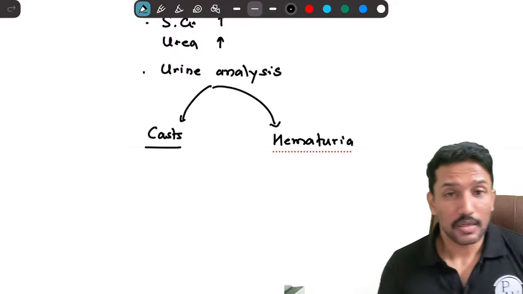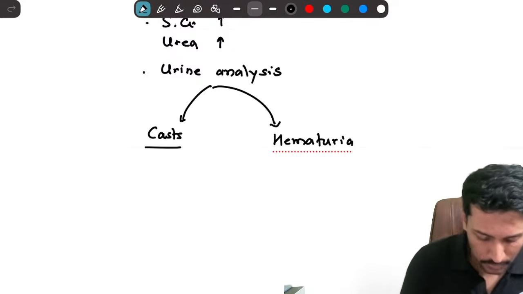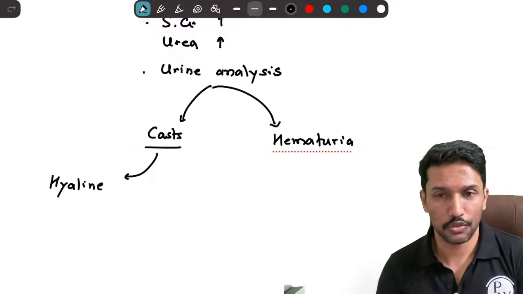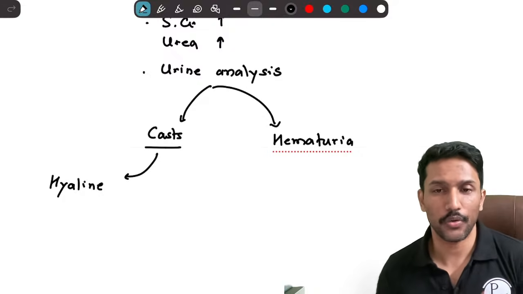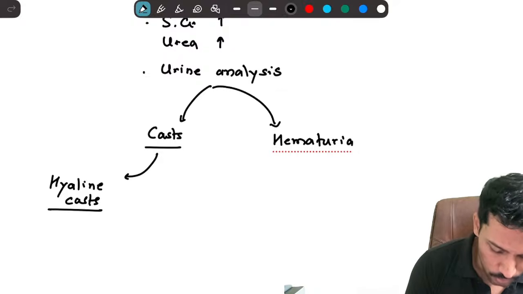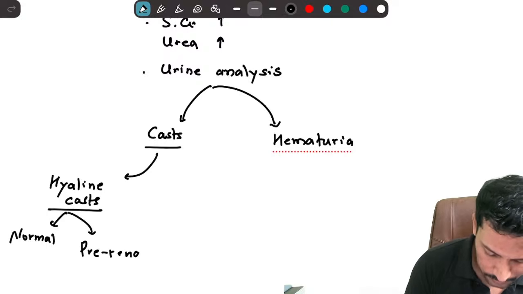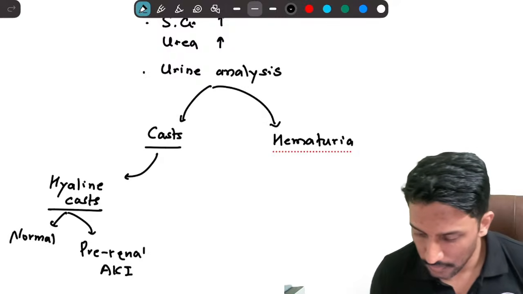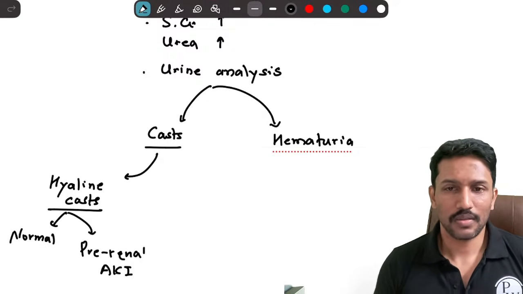Now when it comes to the casts, if you see that there are altered creatinine values fitting into the definition of AKI, you know that it is AKI. And then when I look at the urine analysis and I see hyaline casts, hyaline casts are usually encountered in two conditions: either the patient has normal renal functions or the patient has pre-renal AKI. Now, what are these hyaline casts? Can anybody tell me what casts actually are? How are these casts made?